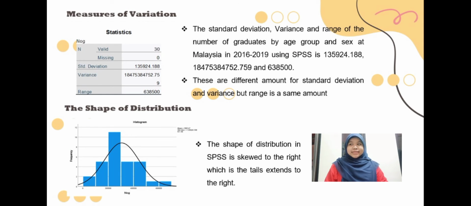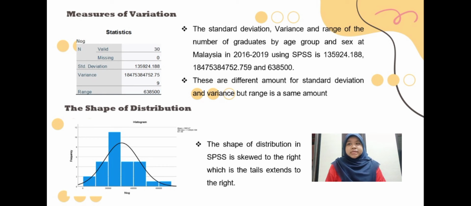The third one is measures of variation. The standard deviation, variance, and range of the number of graduates by each group and sex at measure in 2016 to 2019 using SPSS is 135,924.188, 184,753.759, and 638,500. Okay, these are different for standard deviation and variance, but the range is the same amount.